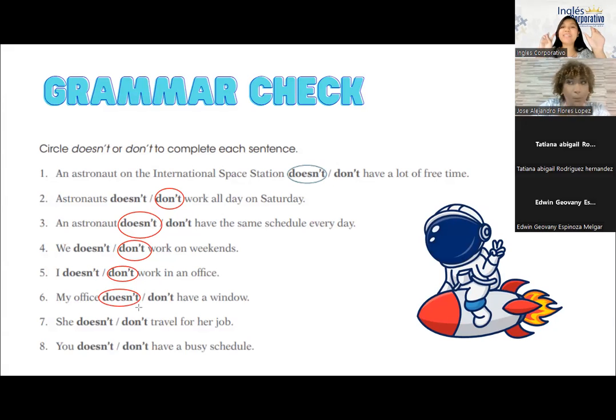Okay. Number seven. She doesn't or she don't. She doesn't. She doesn't travel for her job. Excellent. She doesn't travel for her job. Number eight. You doesn't or you don't. You don't have a busy schedule. Very good. Now let's work on pronunciation.